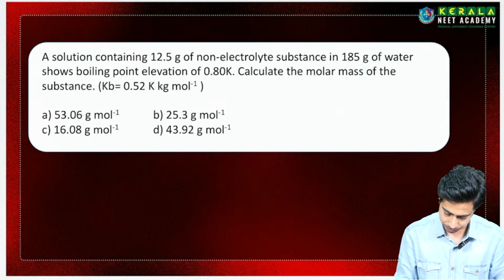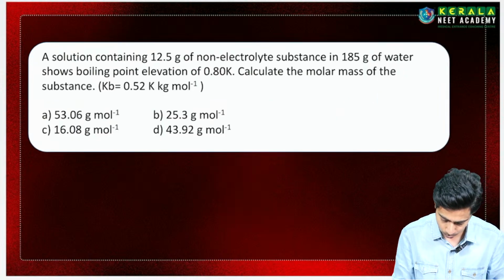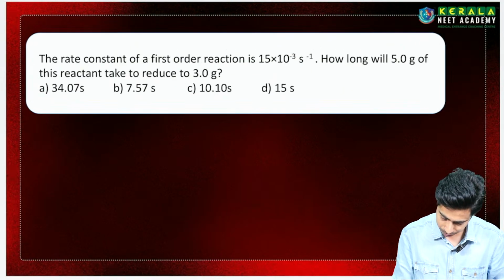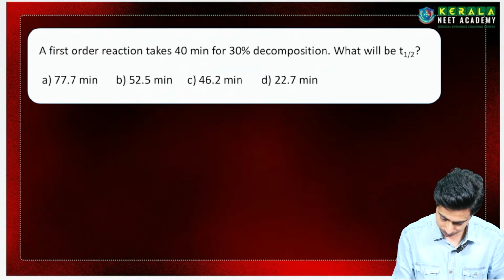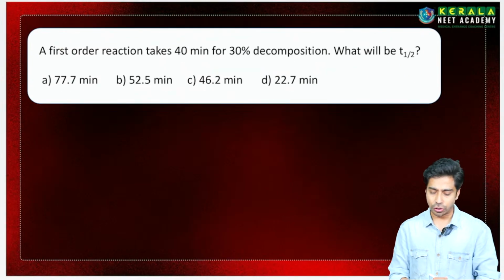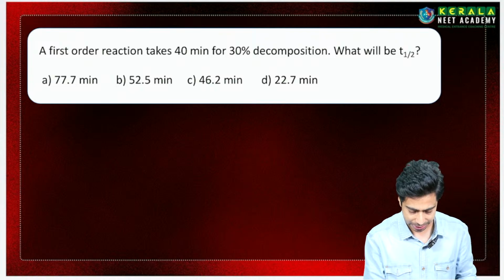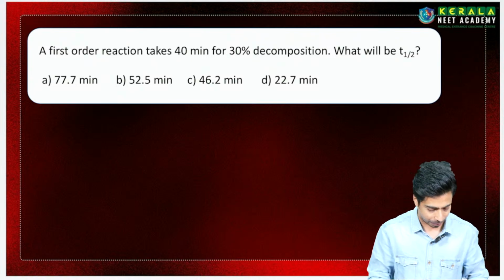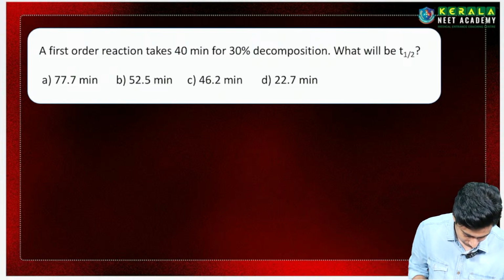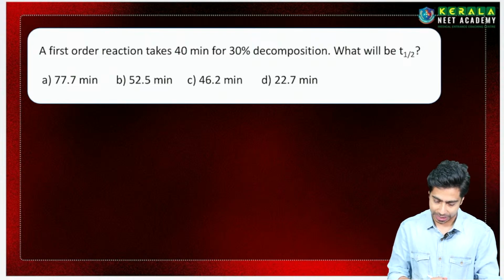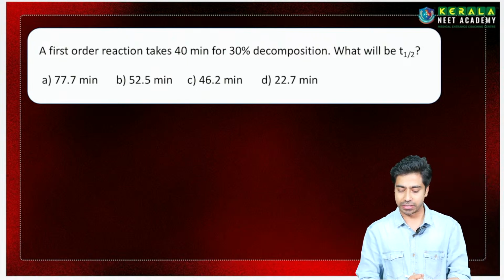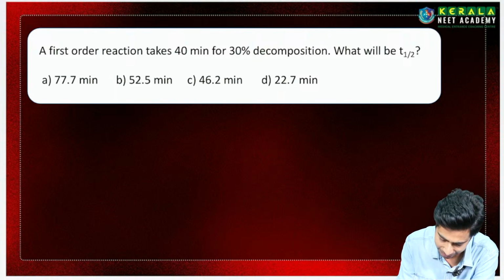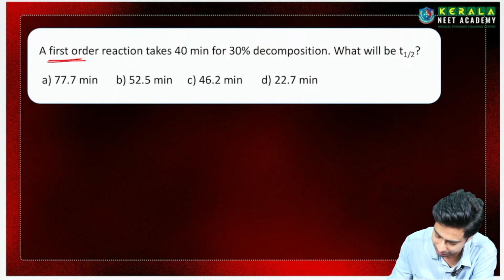Now listen. Next we'll move on to a question from chemical kinetics. A first order reaction takes 40 minutes for 30% decomposition. What will be the T half value? So for a first order reaction, what is T half?